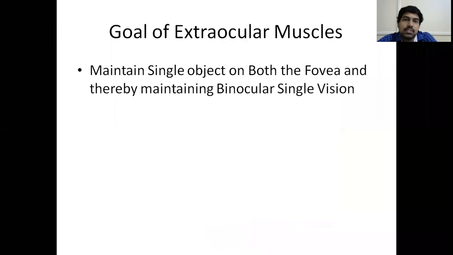Okay. So what is the goal of these extraocular muscles? We have discussed so much about origin, insertion, so many functions, primary action, secondary action, tertiary action. So what is the goal? Ultimately, to maintain binocular single vision. So maintaining a single object on both the fovea.